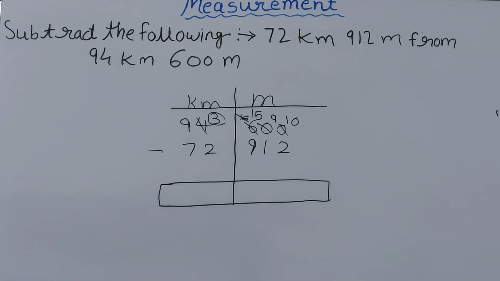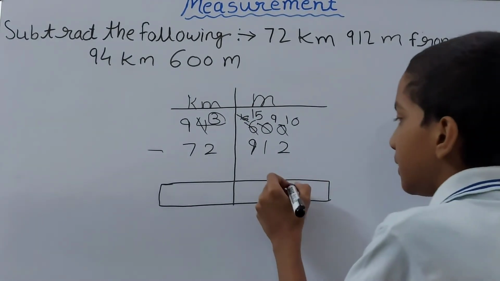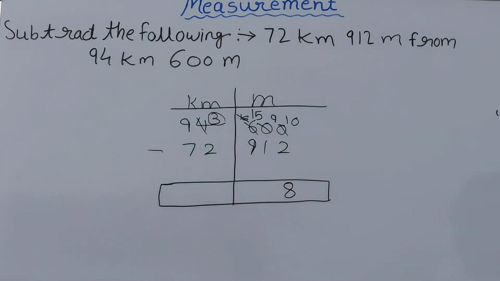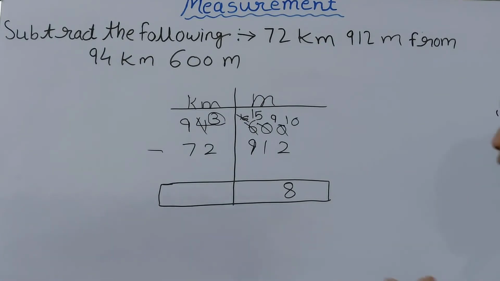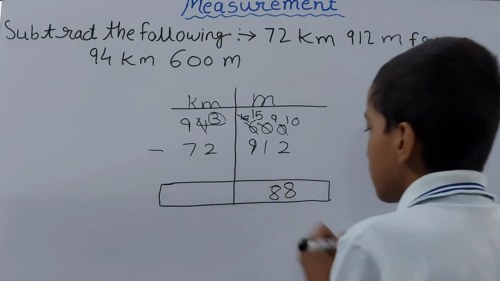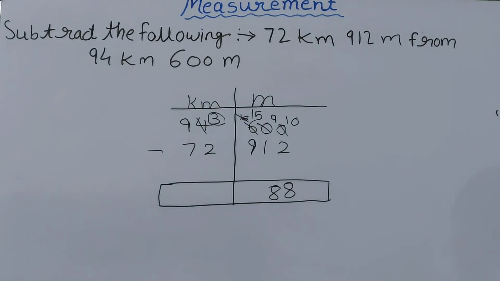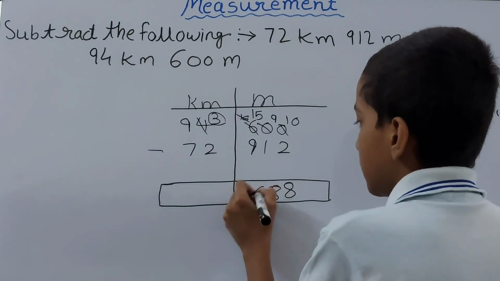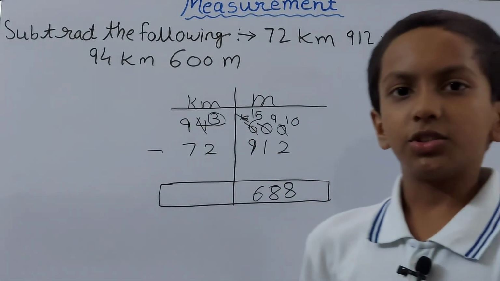Now let's subtract this. So 10 minus 2 is 8. That means 8 here. And 9 minus 1, that is also 8. So 8 here. And 15 minus 9, that is 6. Okay. So that means this is 688 meters. Now come to the kilometers column.